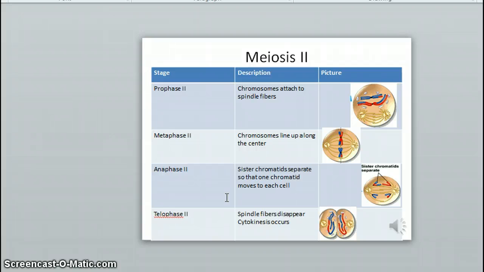Each of those two cells will now go through meiosis II. I know this is getting a little long, so all I'll say about meiosis II is that it's identical to mitosis. By the end of meiosis II, there are 4 gametes, which are haploid and have only one copy of the DNA. The gamete is now prepared to join with another gamete from the opposite gender.